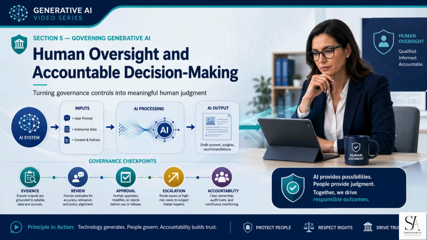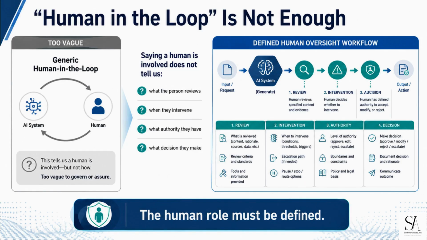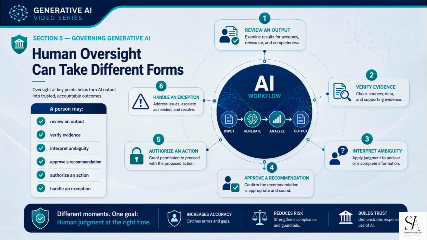Human oversight can take several forms. A person may review an AI-generated output, verify supporting evidence, interpret an ambiguous case, approve a recommendation, authorize an action, or handle an exception. The appropriate role depends on the task and the consequences of getting it wrong. This is why organizations first need to determine which AI outputs may be used directly and which require human review. A low-risk internal draft may require only ordinary editing. A sensitive disclosure, professional recommendation, or consequential decision may require formal review before it is released or acted upon.